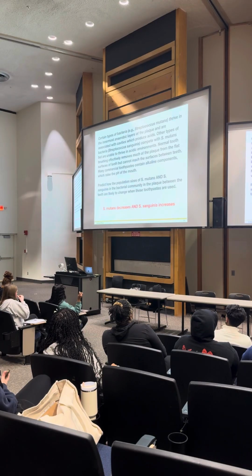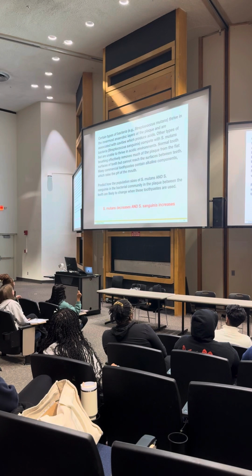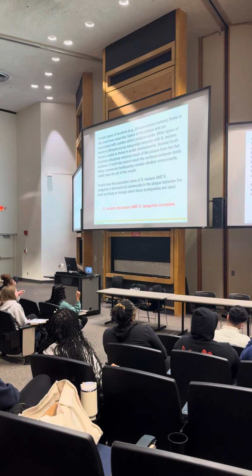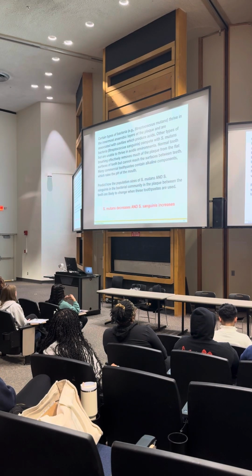Did you think S mutans is going to decrease, S sanguinus is going to increase? How do we figure that out? Look up there at the top. Mutans thrive in areas associated with acid. You see that? So mutans thrives in acid. If I use an alkaline toothpaste, it changes the environment, less acid. Therefore, that one's going to decrease. Sanguinus increases with alkaline. It says that up there. And so it's going to increase.